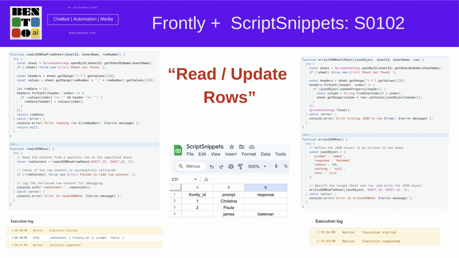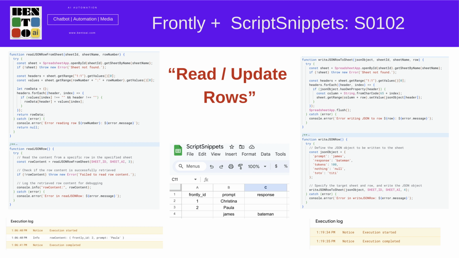Now, when you're writing code, you often want to check if everything is working correctly. That's where readJSONRow comes in. This function is a debugger. It uses readJSONRowFromSheet to grab the data from a row and then it shows you what it got. It's a quick way to make sure that the data you're expecting to see is actually there.